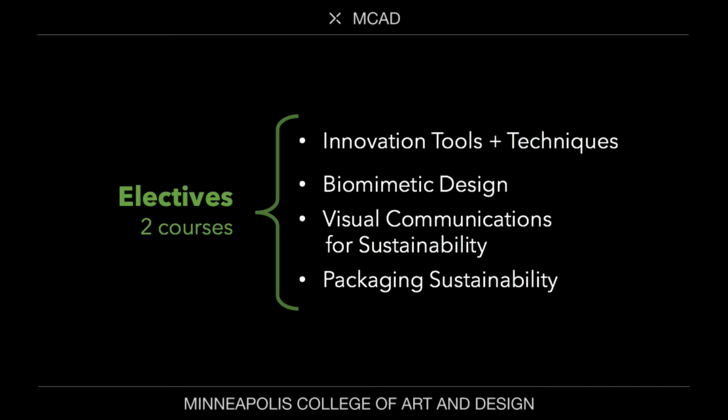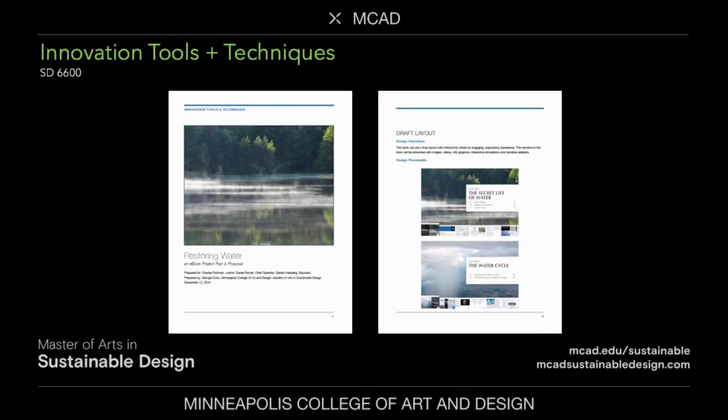We have 4 electives that we offer. We offer them every few semesters. You get to take 2 of these, and it's Innovation Tools and Techniques, Biomimetic Design, Visual Communications for Sustainability, and Packaging Sustainability. Innovation Tools and Techniques is important because, of course, sustainability is going to require innovation, not just innovation, but radical innovation. So you need to know different tools and techniques for innovation for yourself and for teams.